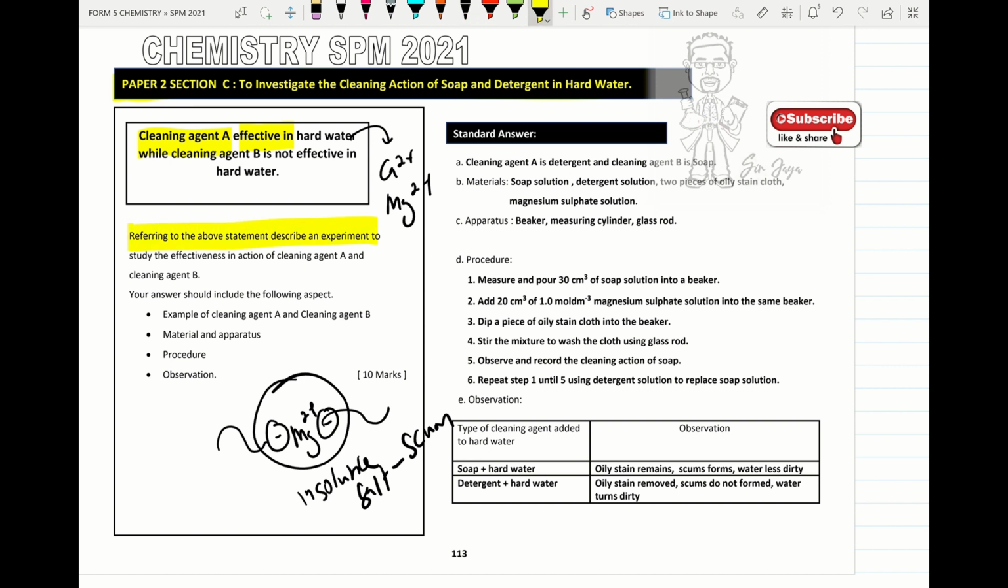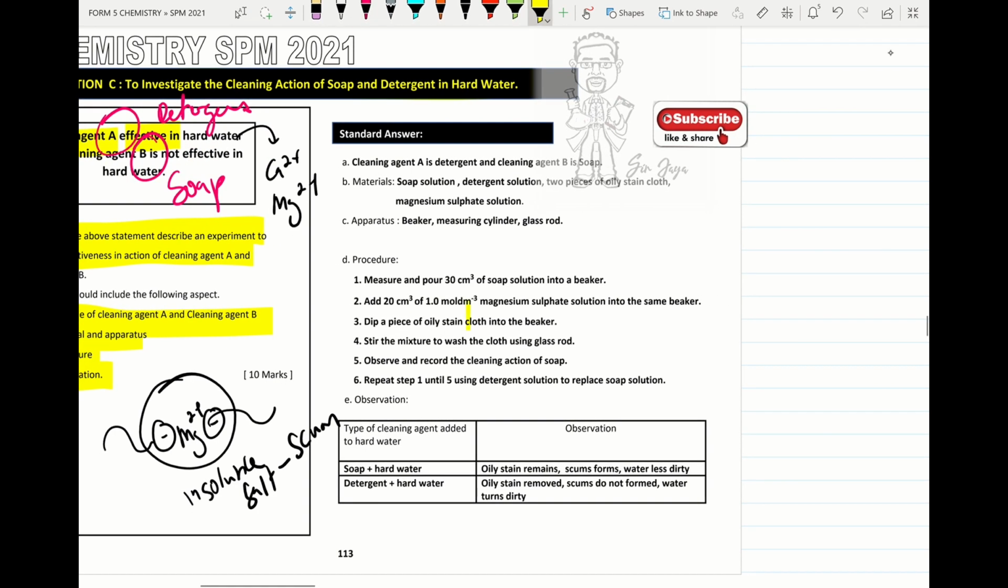How to answer this one? By referring to the above statement, describe an experiment to study the effectiveness in cleaning action of cleaning agent A and cleaning agent B. So, the aim, material, apparatus, procedure, all that. A is effective, so A will be detergent. B is not effective, so B will be soap. Please check here. Cleaning agent A will be detergent, B will be soap.